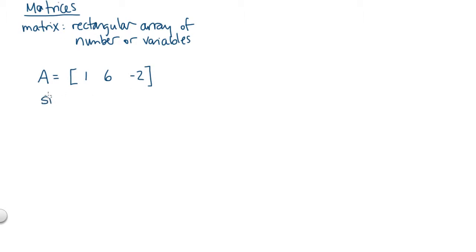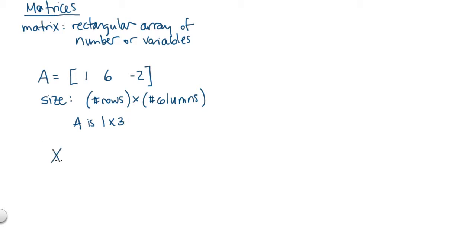And if we wanted to talk about the size of this matrix, then we're going to write down the number of rows times the number of columns. So if we take a look at A, it's got 1 row, it's got 3 different columns. So we would say A is 1 by 3.